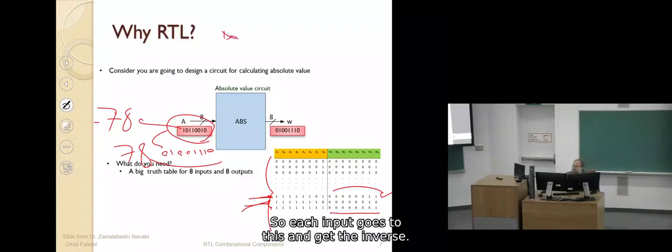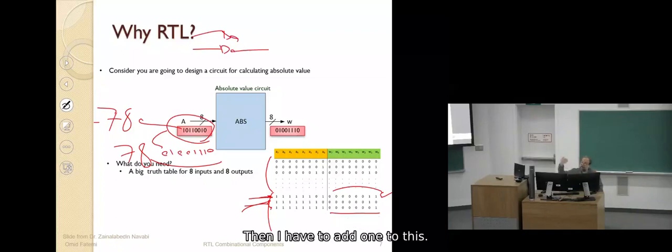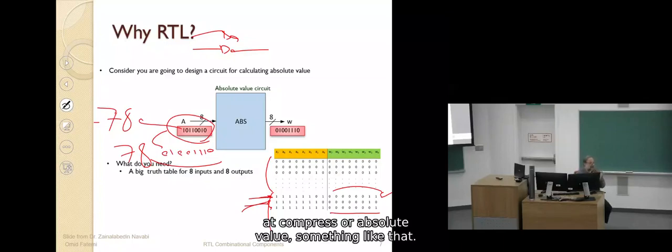Invert is just this. So each input goes to this and gets inverted. And then I have to add 1 to this. Okay? So this is RT level, register transfer level. I will talk about registers more later. For now, it's enough. You just had an idea that we have some kind of component which performs a function: add, comparator, absolute value, something like that.